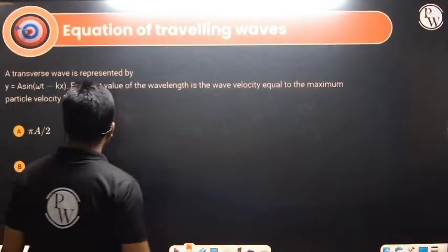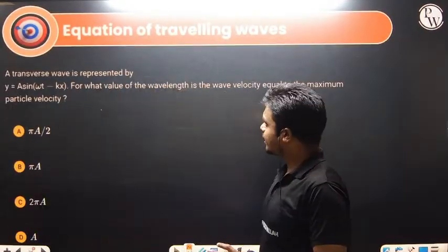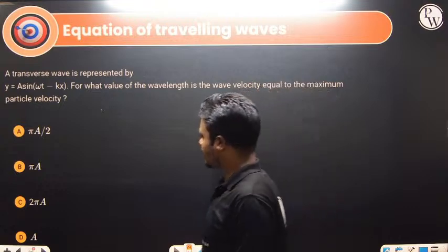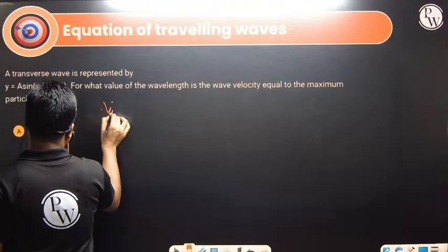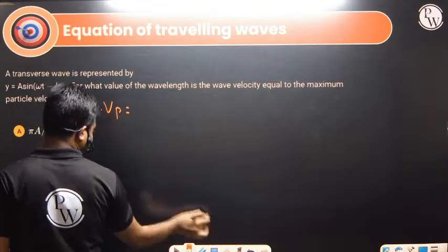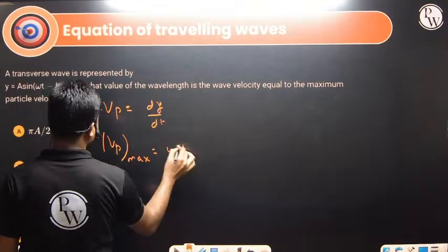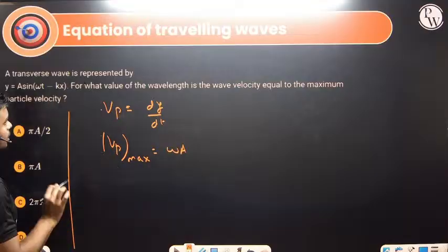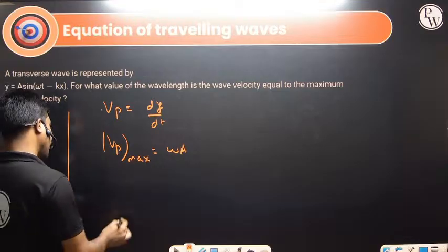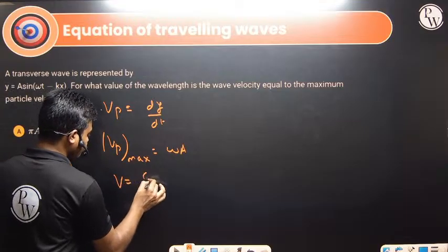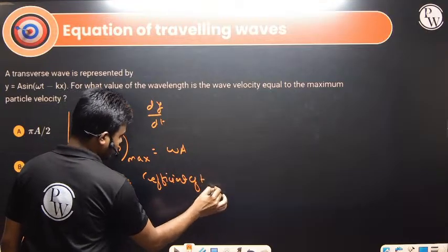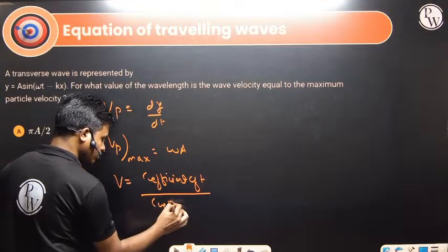A transverse wave is represented by y equals a sin(omega t minus kx). For what value of the wavelength is the wave velocity equal to the maximum particle velocity? Wave velocity is equal to maximum particle velocity, so Vp max. So omega a is the maximum particle velocity. And what is wave velocity? Coefficient of t by coefficient of x.